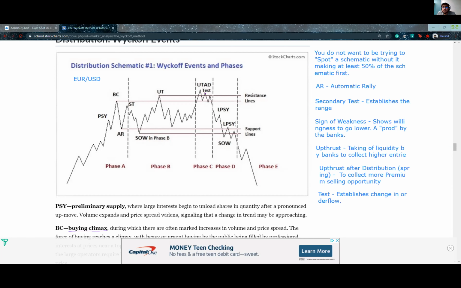As we continue, we're going to go back down as we see here, and we're going to cross into the LPSY. Now, the LPSY is what we want to be paying attention to. The LPSY is the last point of supply.